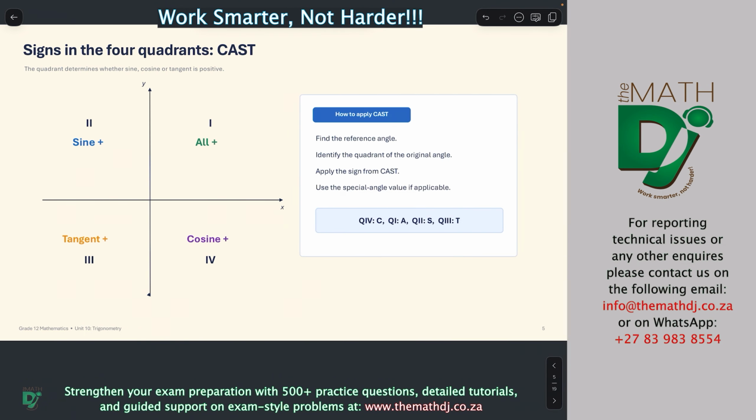Let's move on. For signs in the four quadrants, we use CAST. You can see here: cosine, all, sine, and tangent. This is the C, the A, the S, and the T. That's where CAST comes from. In the first quadrant, all are positive, which means cos, tan, and sine are all positive. But in the second quadrant, only sine is positive, and the others are negative. In the third quadrant, only tan is positive, and in the fourth, only cos is positive. That's what it means.